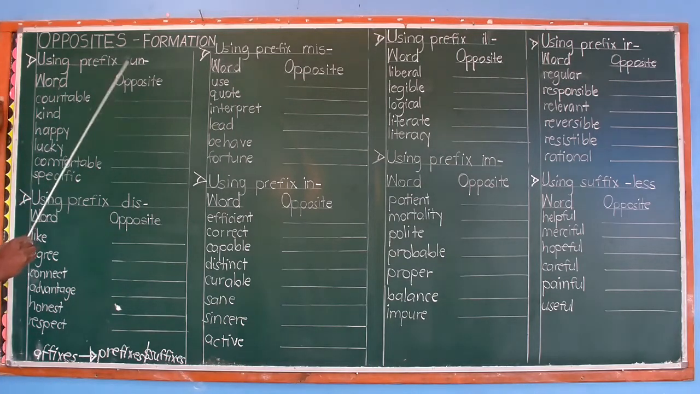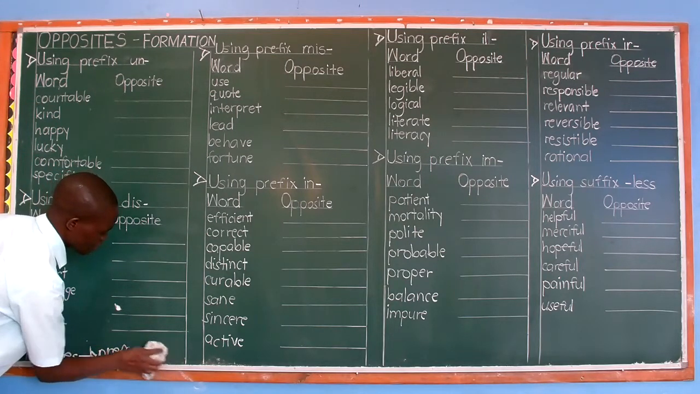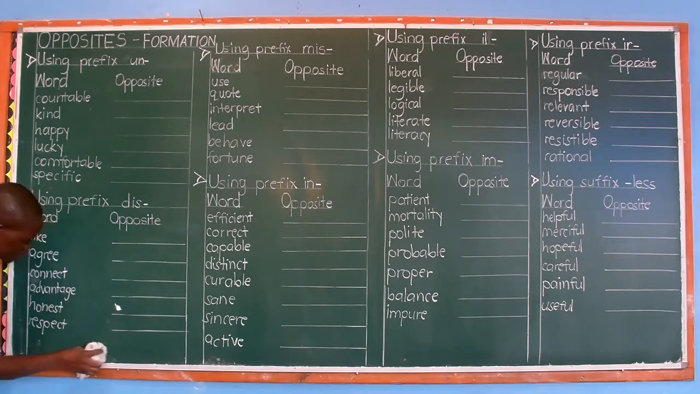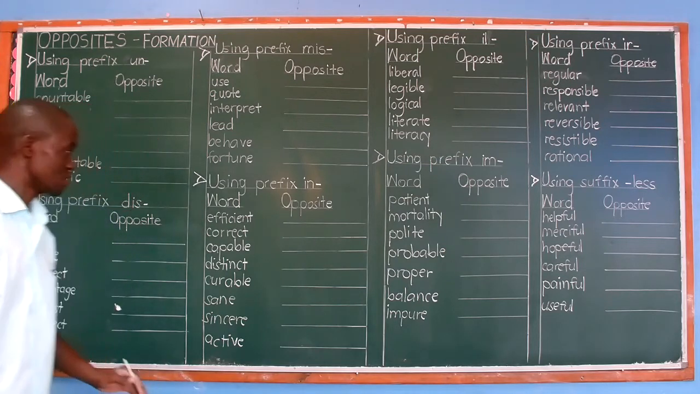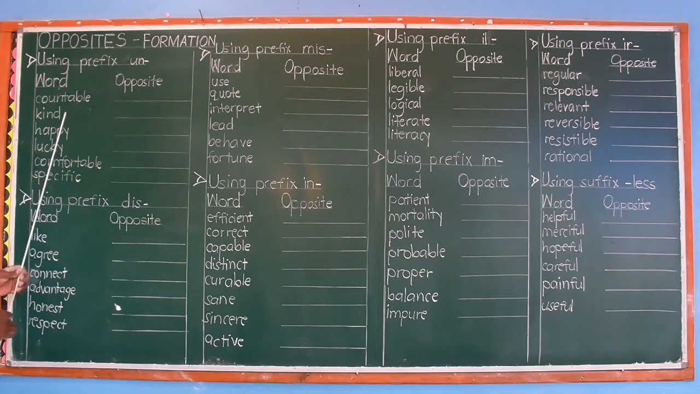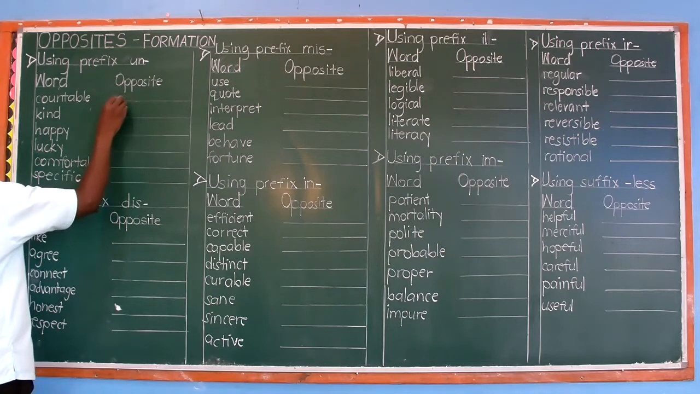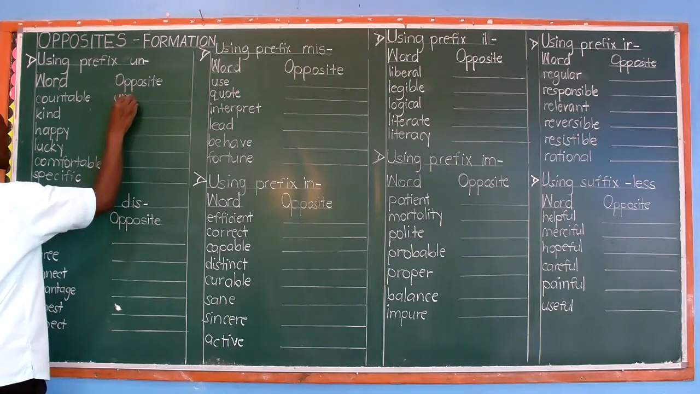Using prefix un. Now when I say prefix, what is a prefix? It's not an insect. It's a letter or group of letters added to the beginning of a word to change its meaning, and in this case, to form its opposite. We have the word here, countable. We are going to form its opposite using the prefix un. The first one is countable, which changes to uncountable.